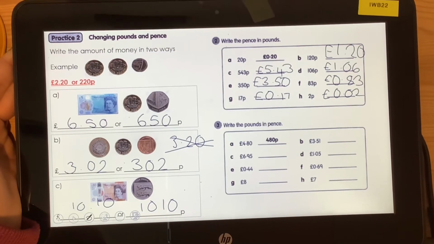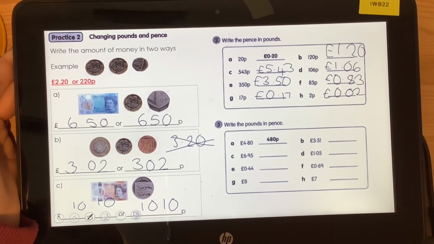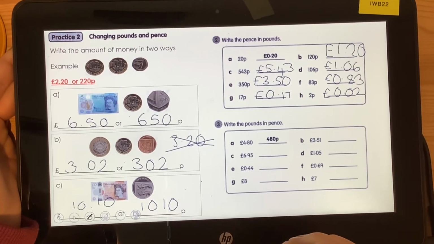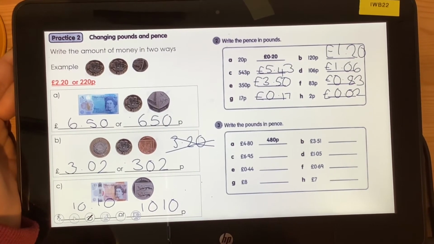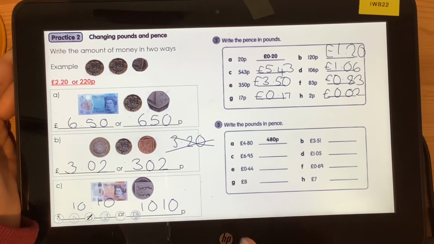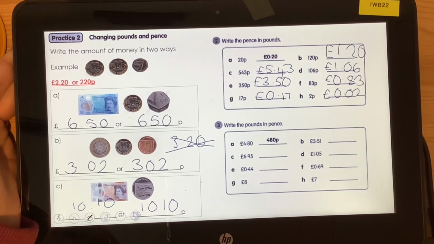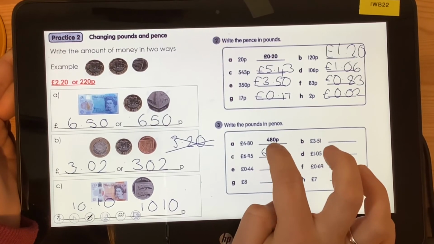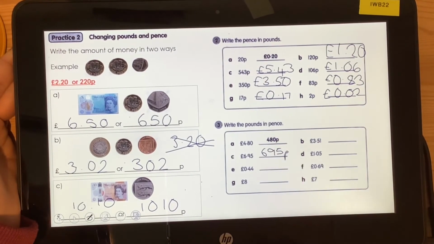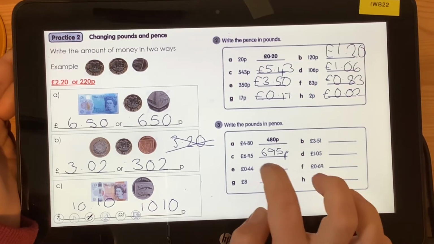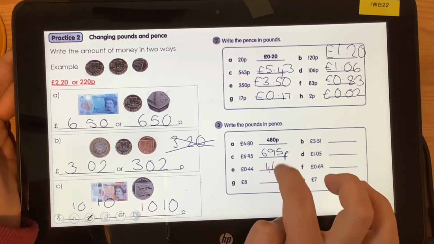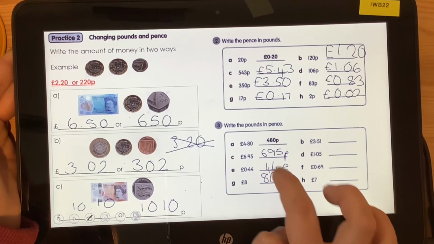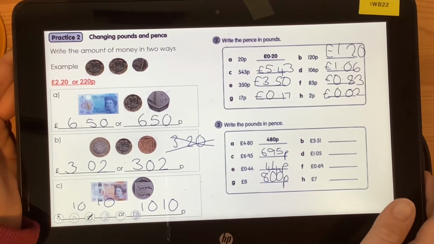Now this time we've been given it as pounds, and we've got to convert it into pence. So here I had £4 and 80 pence, £4.80. Now I know that each pound coin is 100 pence, so I've got 400 pence in just the pound, and then an extra 80p. So £6.95 would be 695 pence. No pounds and 44 would just be 44 pence. £8 would be 800 pence, because there's 100 pennies in each pound.